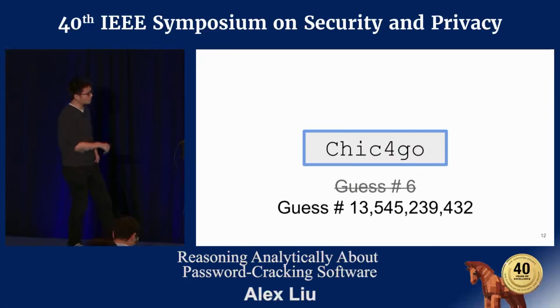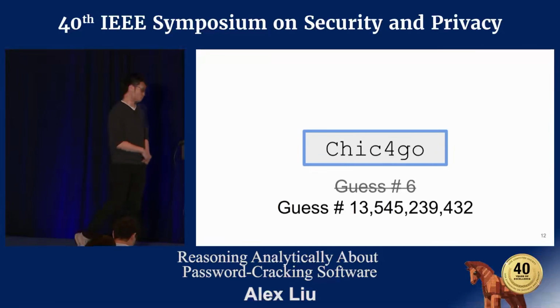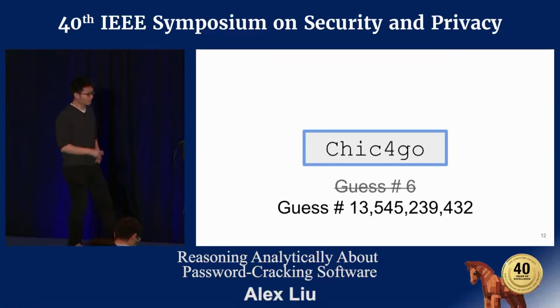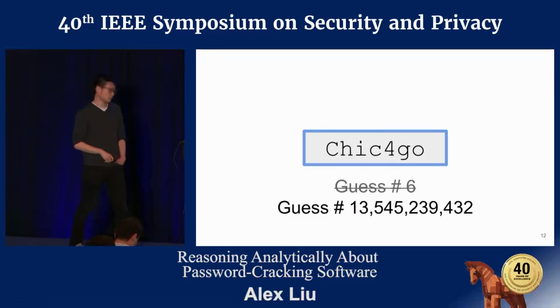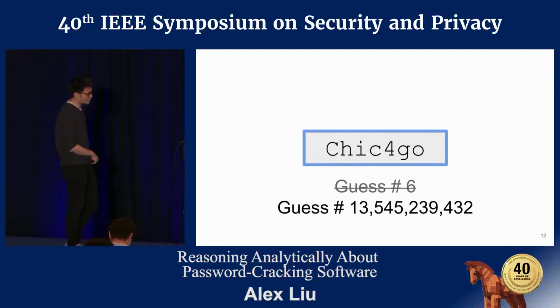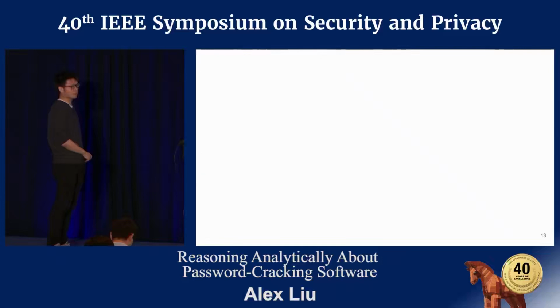But in a real attack, the guess number might be something like 13 billion. And if this guess number is large, many other things are guessed before this password, so the password is probably strong. And if the number is small, it means the password is likely to be weak. And since we're modeling an attack here, it raises the question of how passwords are guessed. So how are they guessed?